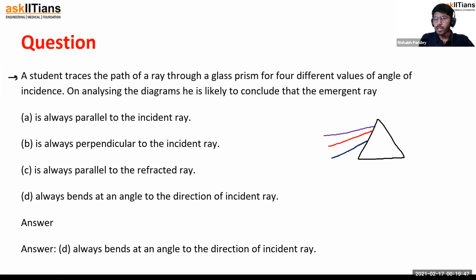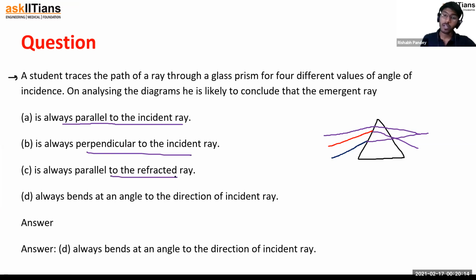They will have their emergent rays differently. Let's say this has its own emergent ray, and this has its own emergent ray. Is the emergent ray always parallel to the incident ray? Is it ever possible that the emergent ray is parallel to the incident ray? I don't think so. Is it always perpendicular to the incident ray? No way. Is it always parallel to the refracted ray? Still no way. It always bends at an angle to the direction of the incident ray. Yes. So try to analyze all the options and then choose the correct answer.